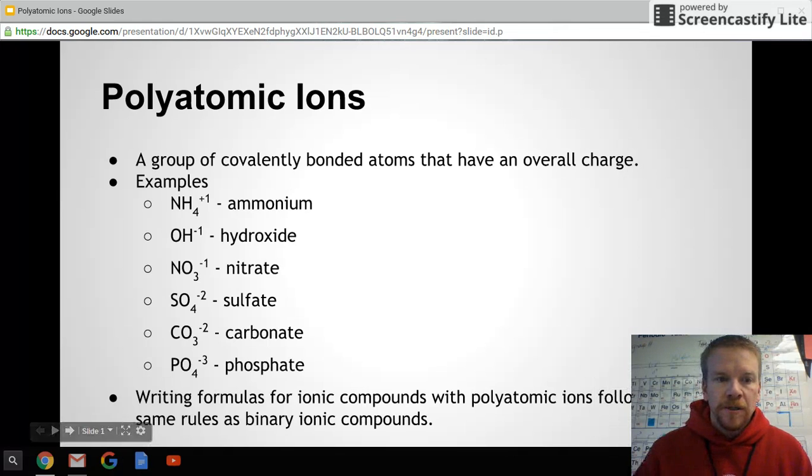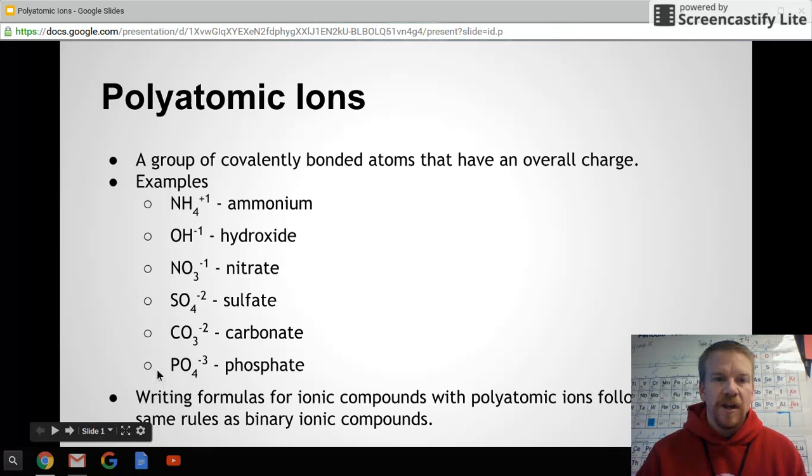All right. So, ladies and gentlemen, here we go. We are working on polyatomic ions. So we're going to get into some naming stuff. But before we do, we need to talk about this idea of a polyatomic ion. So this is a group of covalently bonded atoms that have an overall charge.